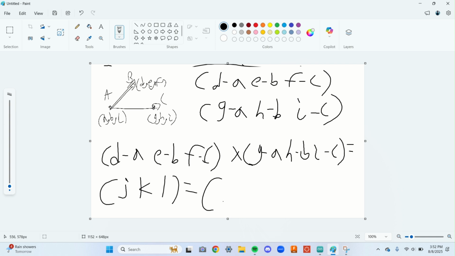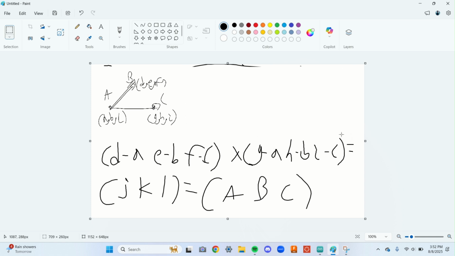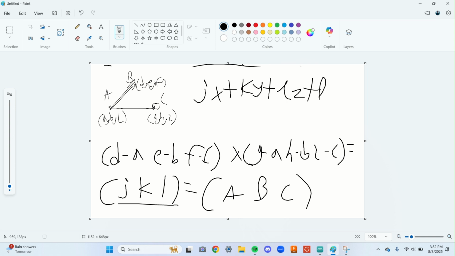Then we could say this is equal to A, B, C. And A, B, C, again, has no relation to any of the points or what I'm saying in this problem. A, B, C are just the coefficients, right? So the coefficients of our equation of the plane. So our equation becomes Jx plus Ky plus Lz plus some constant d equals 0. So all that's left is to find this constant d.